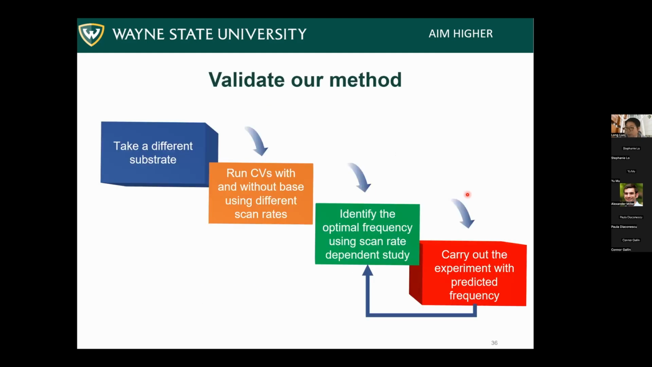But again, this is just one example showing that we get some agreement between the CV predicted optimal frequency and the experimentally discovered one. But we still need to validate our methods. So we take different substrates, run CVs without base, and then find out the optimal frequency based on the CVs. And then we carry out experiments with the predicted frequency and do a comparison, to see if the predicted frequency is truly the experimentally observed optimal frequency.